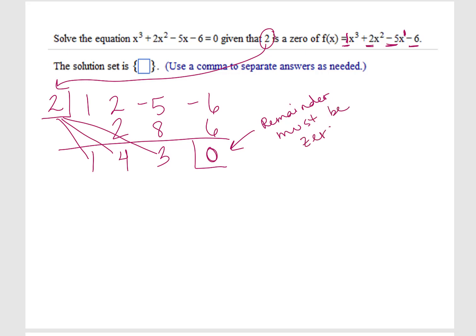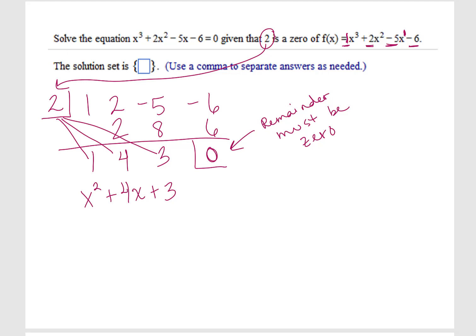If I was to get any other value there besides 0, and they told me that 2 is a solution, then I would have to go back and check my math, because that means that 2 wasn't a solution if that remainder was truly anything besides 0. Okay, but now look, now we have a quadratic equation, and with a quadratic equation, I can factor it, I can use the quadratic formula, and so now I have a couple options to find the other two solutions.